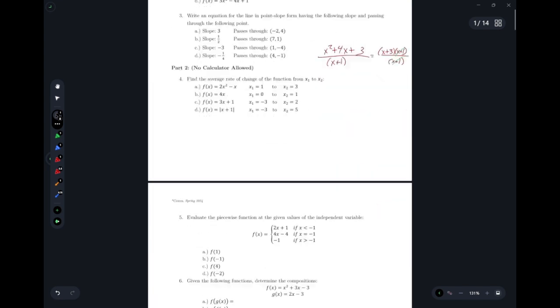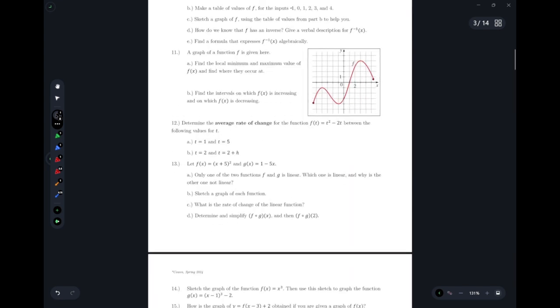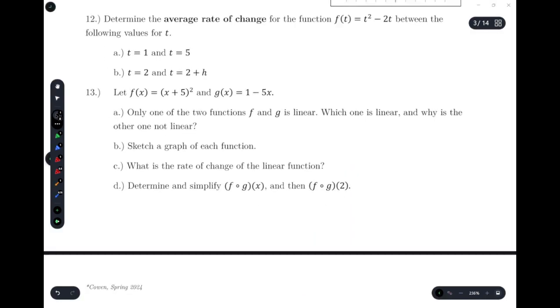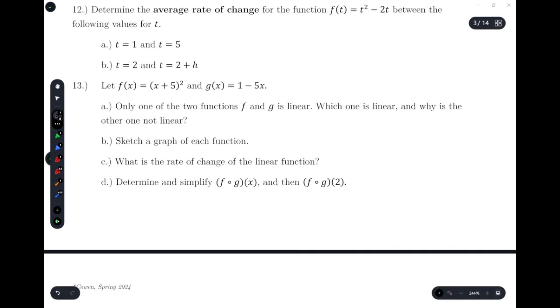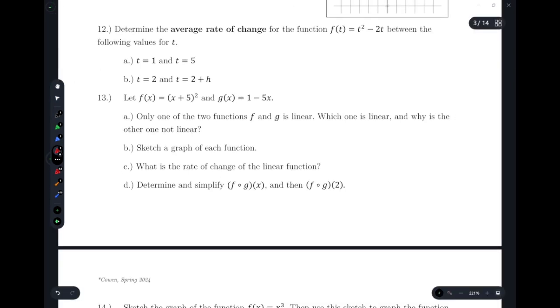Let's try 13. What's going on with 13? Well, hang on. 13 looks like a good problem. I mean, like after this. 13 looks like a great problem, actually. Yeah. It's got a little bit of everything.